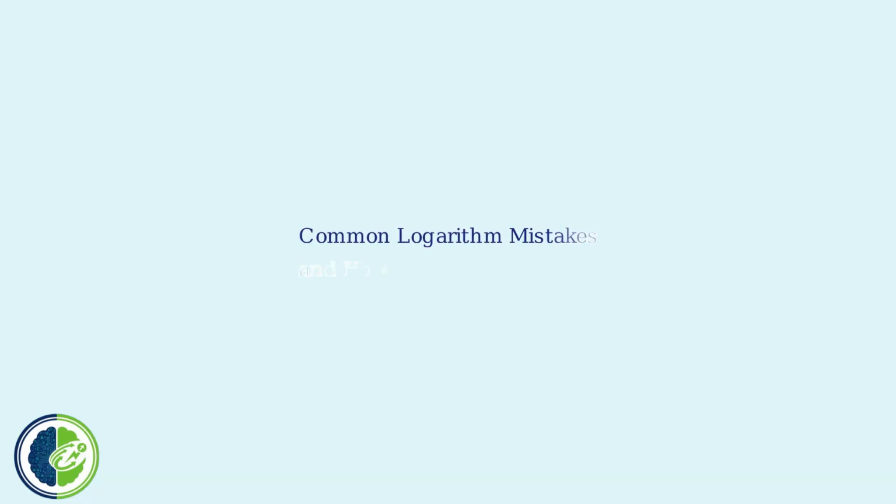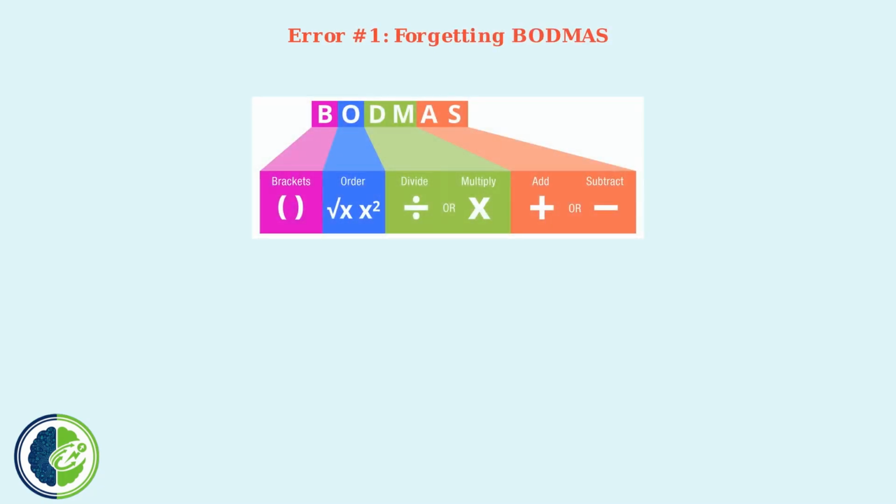Working with logarithms can be tricky, and students often make similar mistakes. Understanding these common errors will help you avoid them and solve logarithm problems with confidence. The first major error is forgetting the order of operations, known as BODMAS. This stands for brackets, order, division, multiplication, addition, and subtraction.